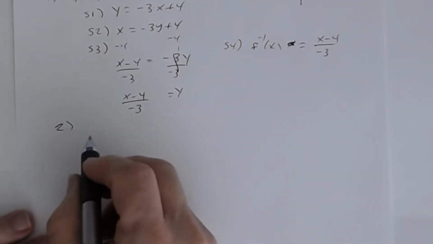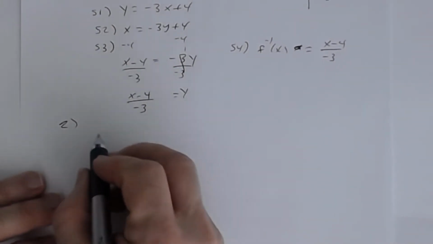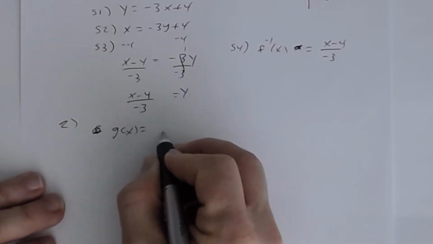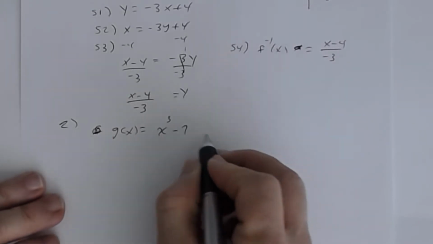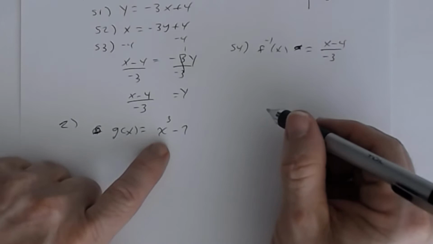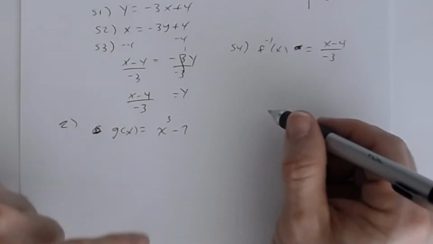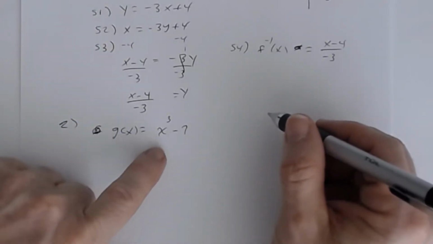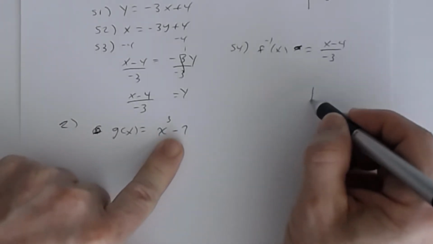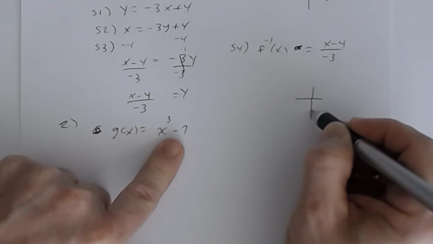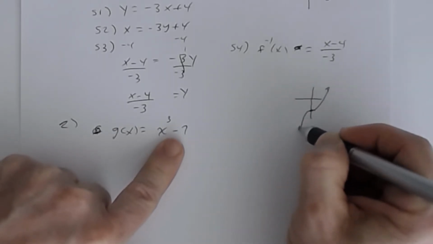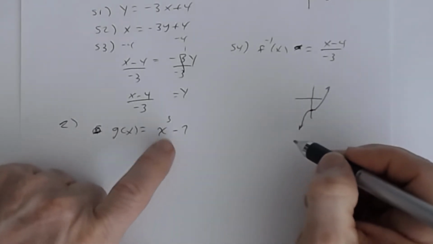Number 2, let's suppose we had a cubic function this time. And let's call it g of x. So g of x equals x cubed minus 7. And that's also a one-to-one function because, remember, the ones that we have are going to be easier to think about the graph. So you take your parent function x cubed and you shift it down 7 units. And so basically the graph looks something like this. So let's say this is negative 7 right here. So it looks something like this. Okay? So that's the graph of g of x.